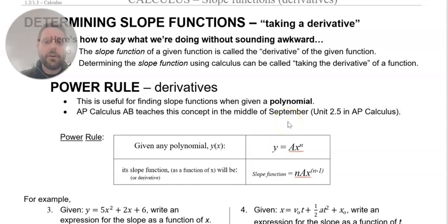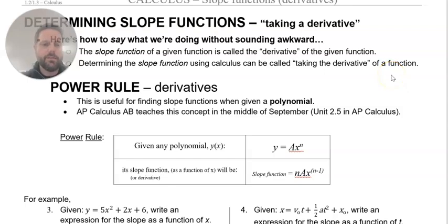So when we want to determine slope functions, which is taking a derivative, we want to make sure we understand that it's really called differentiating a function, but we can oftentimes just refer to it as taking a derivative. And what that's doing is deriving or determining a slope function. So the slope as a function of whatever's on your x-axis.